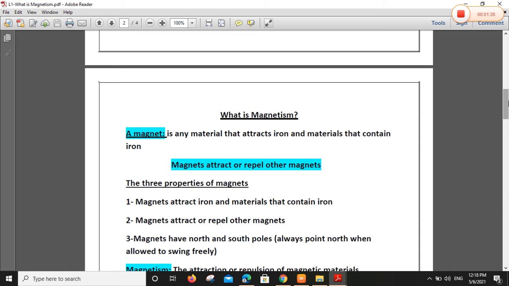Number one, magnets attract iron and materials that contain iron. Number two, magnets attract or repel other magnets. Number three, magnets have north and south poles, and always point north when suspended freely. When you suspend it through a string and allow it to swing freely, it will point to north.